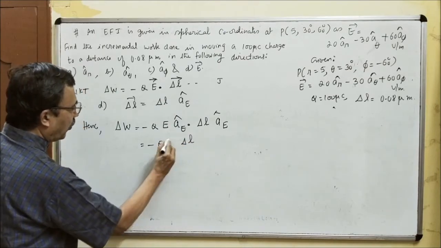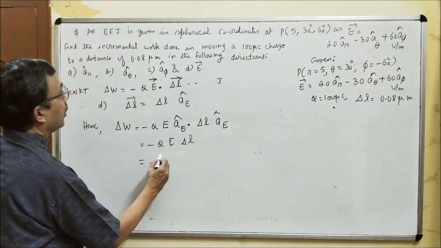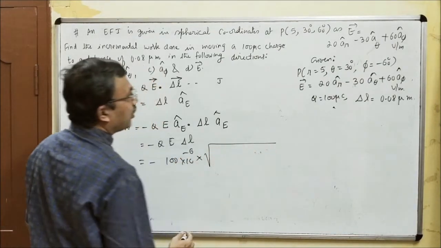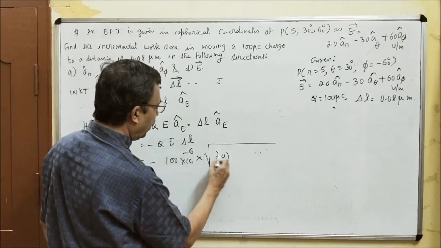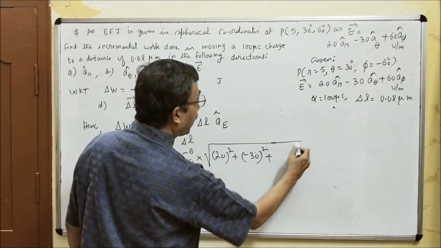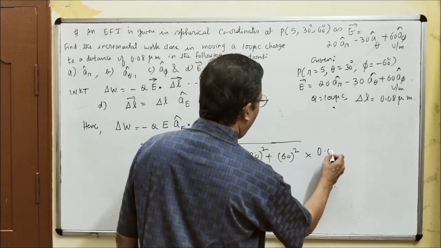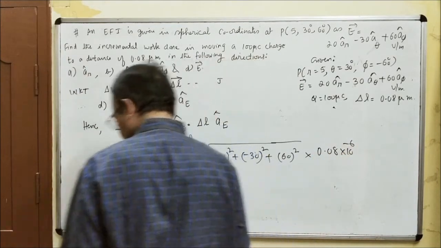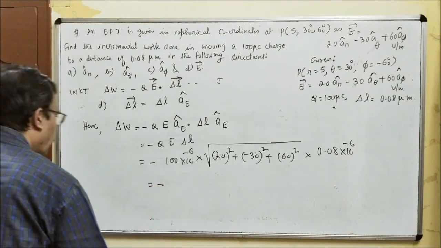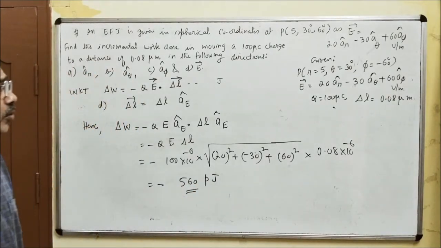What is E? E is nothing but the magnitude of the electric field intensity. So minus Q is minus 100 into 10 to the power minus 6. The magnitude of the vector E is the square root of the sum of the squares of the coefficients of a_r cap, a_theta cap and a_phi cap, into delta L. Delta L is 0.08 into 10 to the power minus 6. This works out to be minus 560 picojoules.